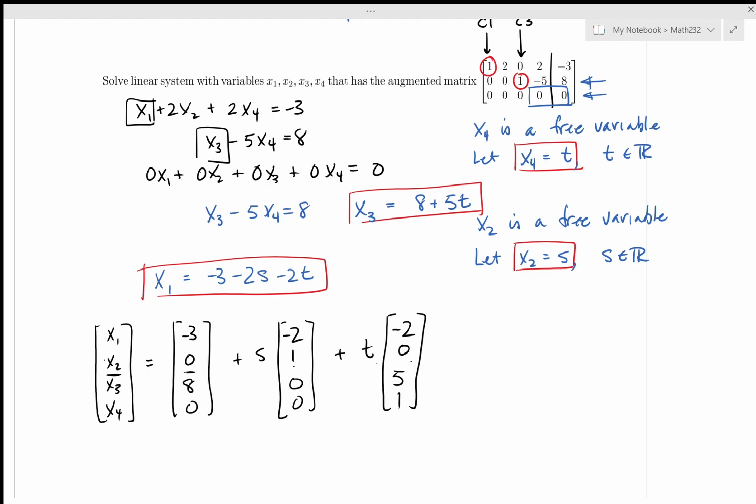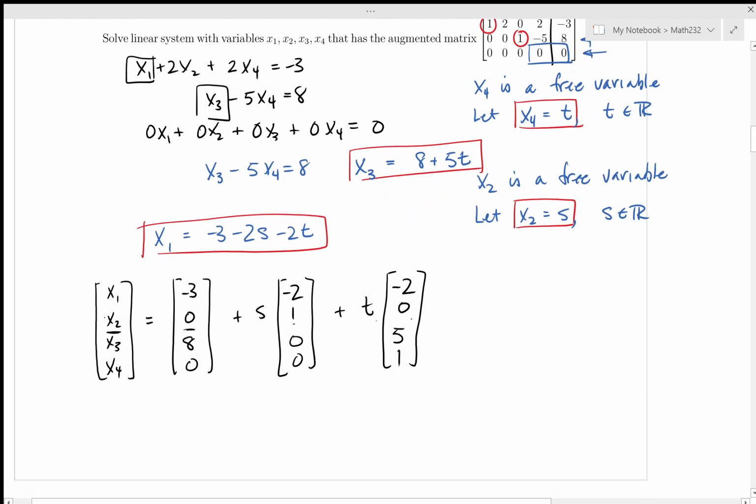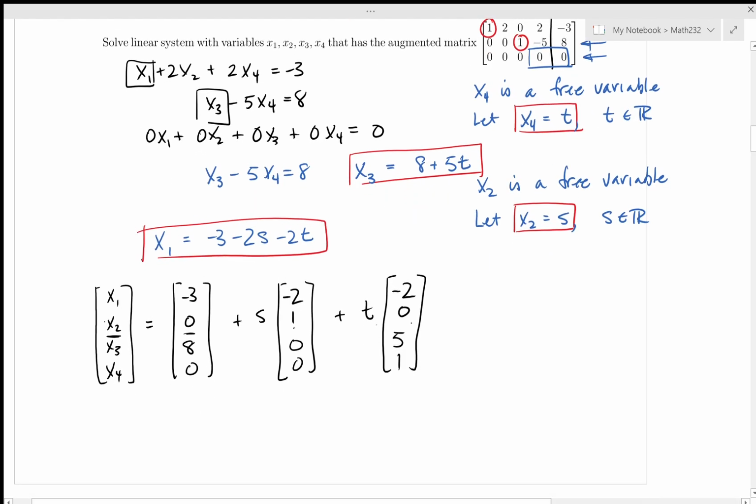Okay. All right. So what you can do now is, for the system of linear equations represented by this augmented matrix, you can choose any value for s and t, and you will generate a solution. So let's just do an example. Any values of s and t will do. So consider s equals 1 and t equals 2, for example.